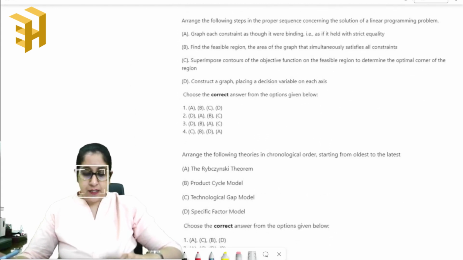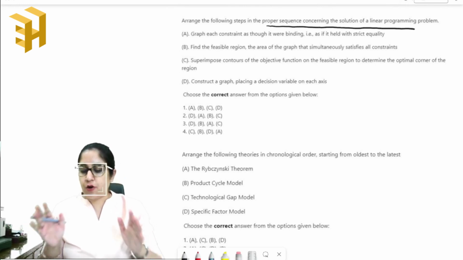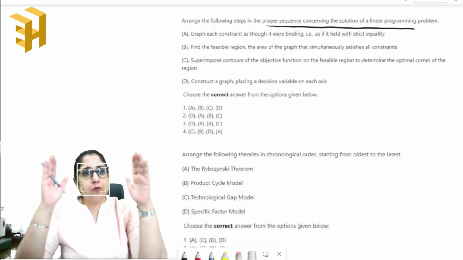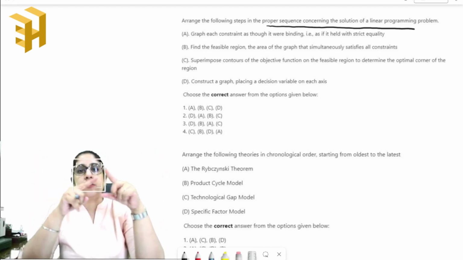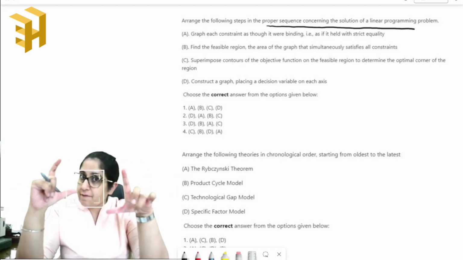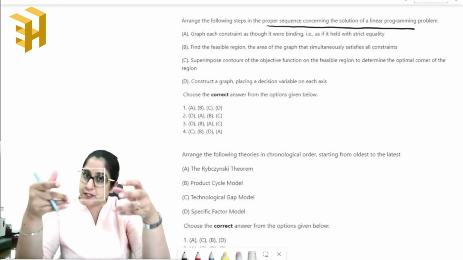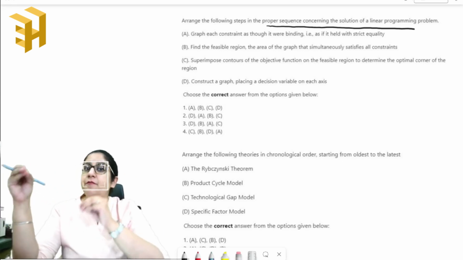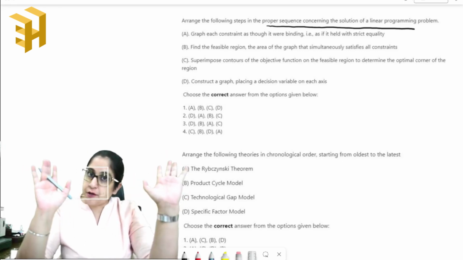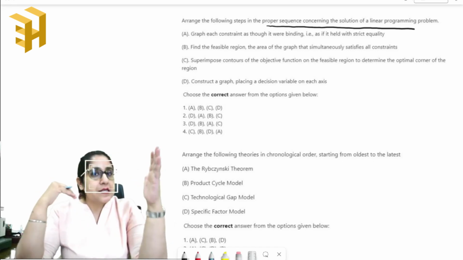Next question is, arrange the following steps in the proper sequence concerning the solution of a linear programming problem. Now, if you remember, first thing we always do in linear programming is first we mark the axis, then we mark the constraints, we identify the feasible regions, and then we tend to maximize the values out of it. We find the feasible points and then we maximize or minimize whatever is the requirement of the question. So our first step is always to mark the axis that we have.